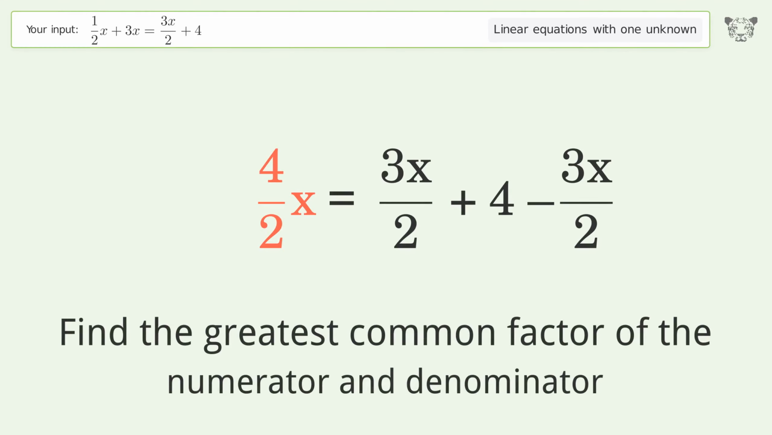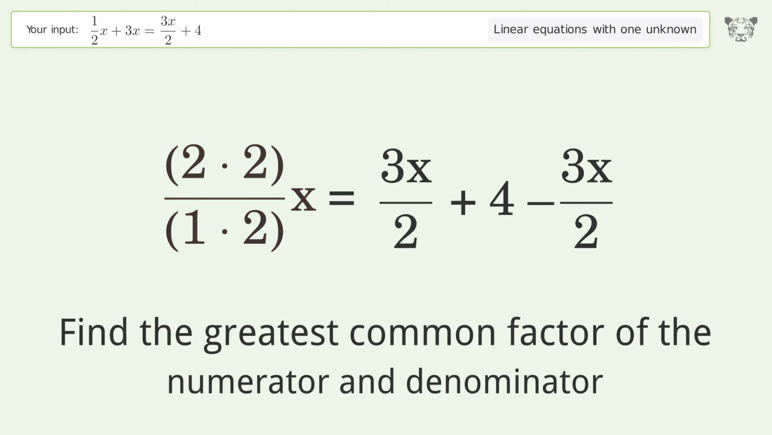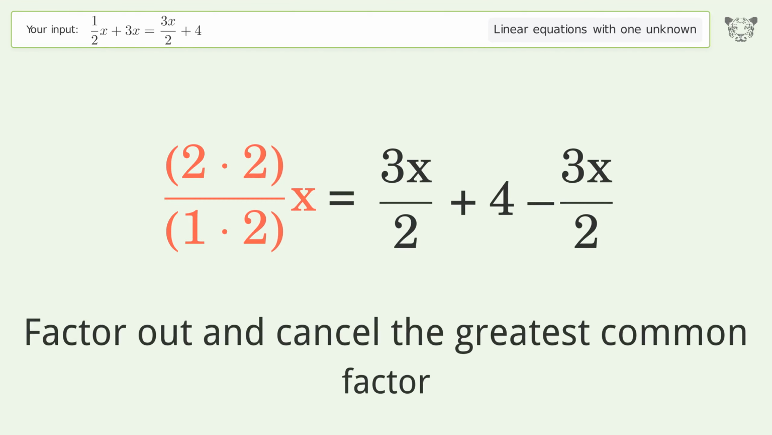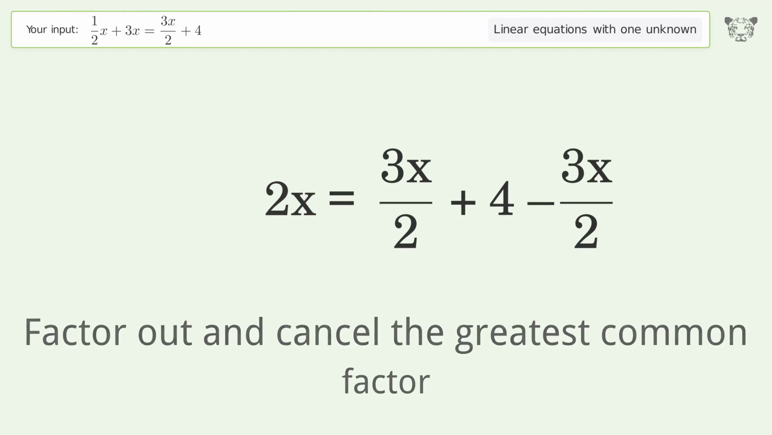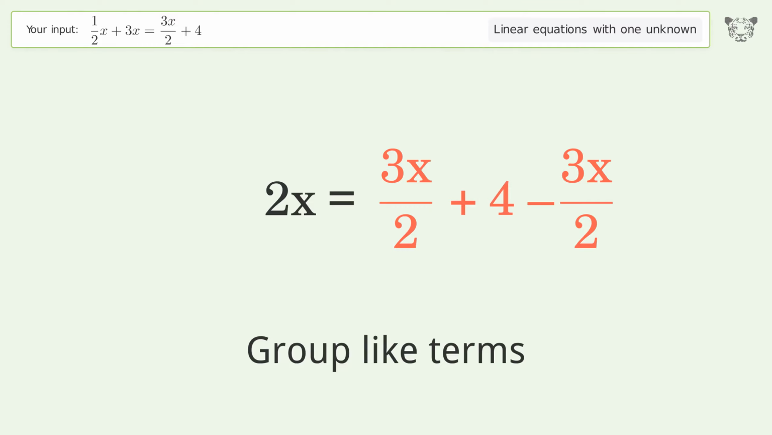Find the greatest common factor of the numerator and denominator. Factor out and cancel the greatest common factor. Group like terms.